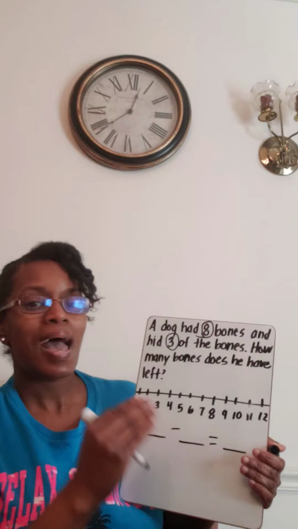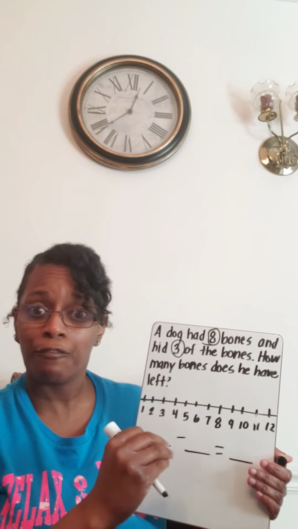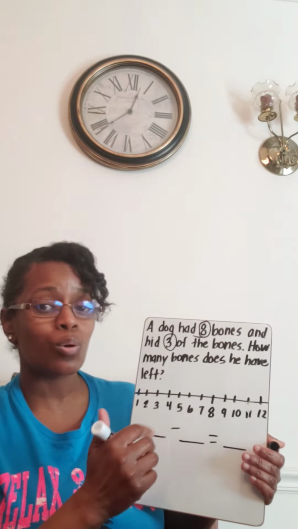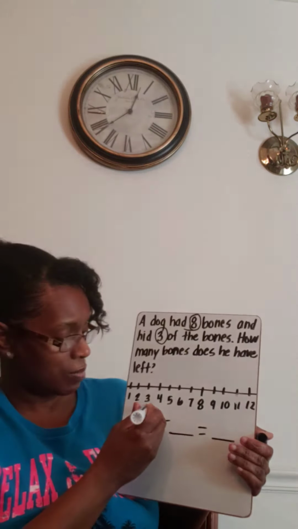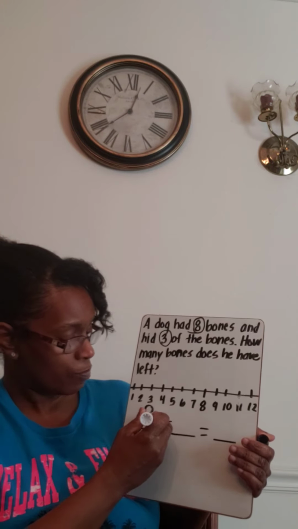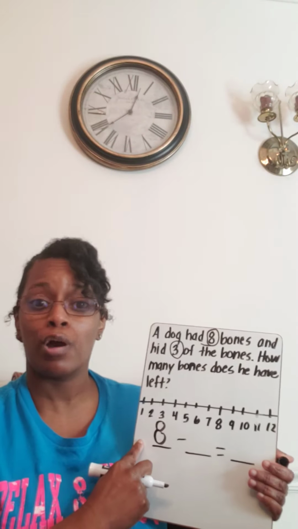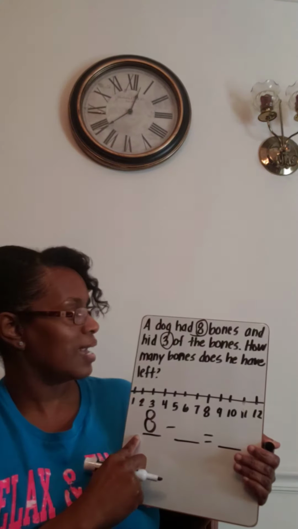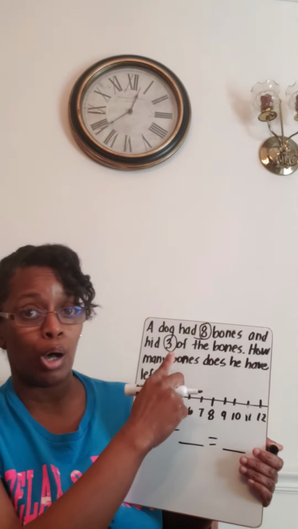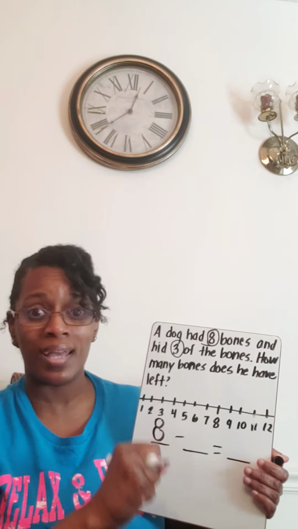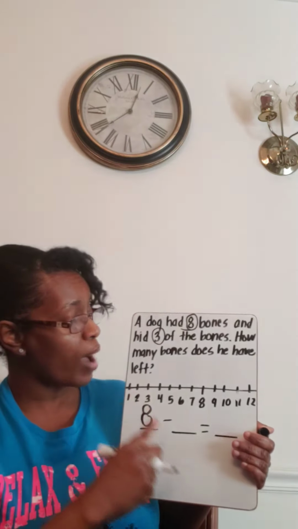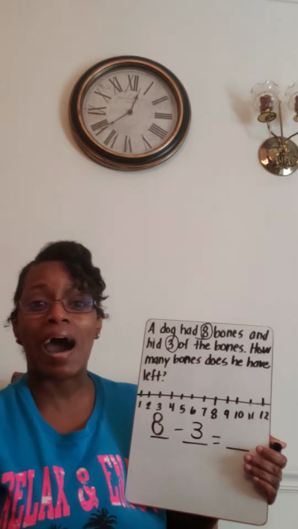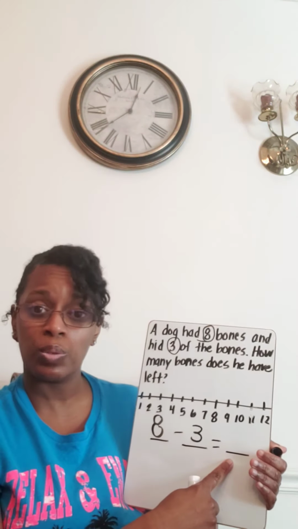So let's think about it. How many bones did the dog have first? Yeah, he had 8 bones. So 8 is going to be our beginning number. That's going to be the biggest number. That's how many bones he had first, okay? When you're subtracting, the biggest number goes first. Then it said he hid 3 bones. That means 3 bones went away, okay? So how many bones went away? 3, okay? Now, how many are left? We don't know, so we need to figure that out.